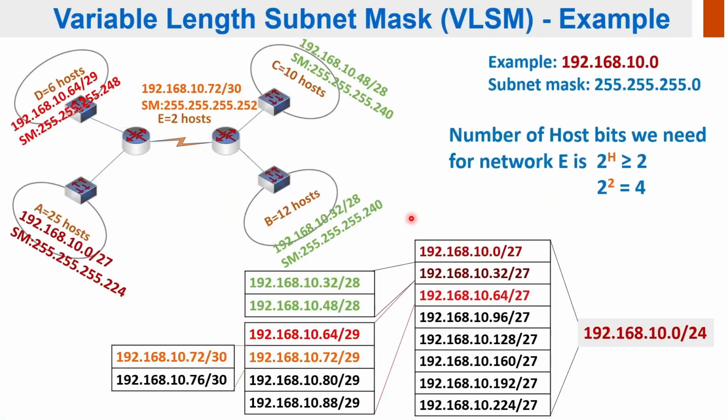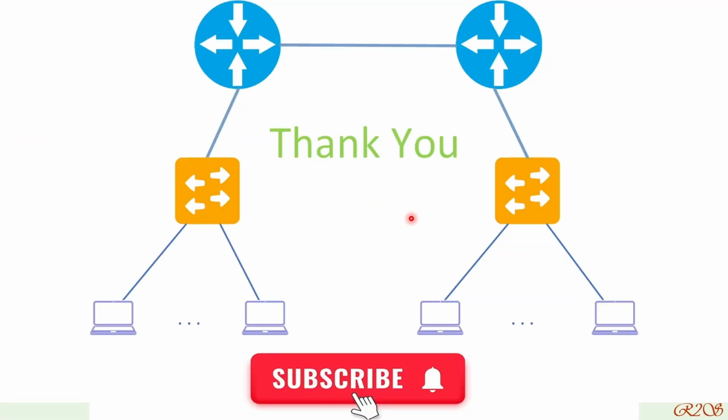By using these simple 5 steps, basically 3 steps that we repeat, if you follow these 3 or 5 steps, you will never make a mistake when calculating VLSM, variable length subnetting. So thank you very much for watching the video.